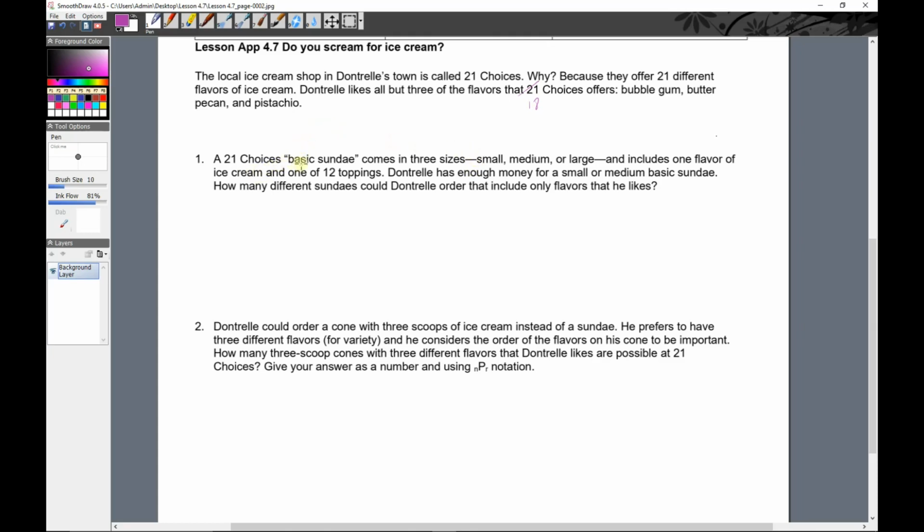So a 21 Choices Basic Sundae comes in 3 sizes, small, medium, or large, and includes 1 flavor of ice cream and 1 of 12 toppings. Dontrell has enough money for a small or a medium. So cross off the large. He can't afford it. How many different sundaes can Dontrell order that include only the flavors that he likes?